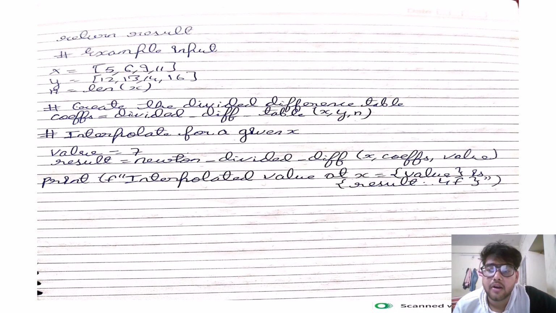For example, as input we have the values for x, y, and the value of n. So we will create the divided difference table, and then coefficient, divided difference table for x, y and n, and interpolate for a given x, in which the value is 7. So the result is equal to Newton divided difference, x, coefficients and values, the second function we had, and then we will print the interpolated value at x is equal to the value.